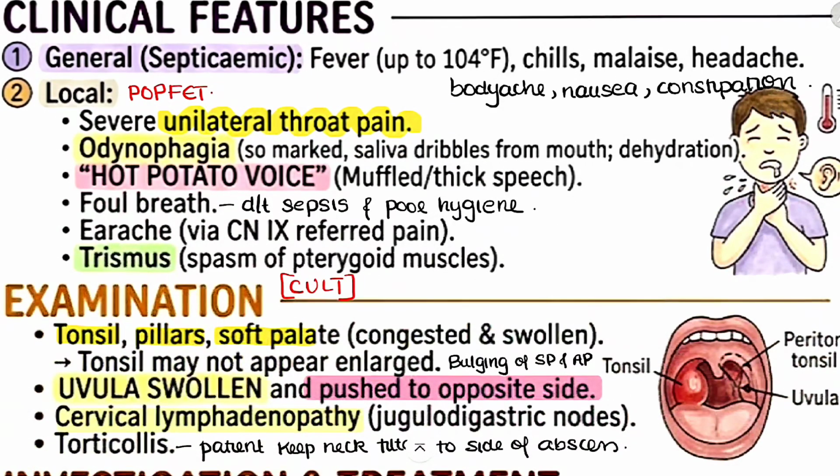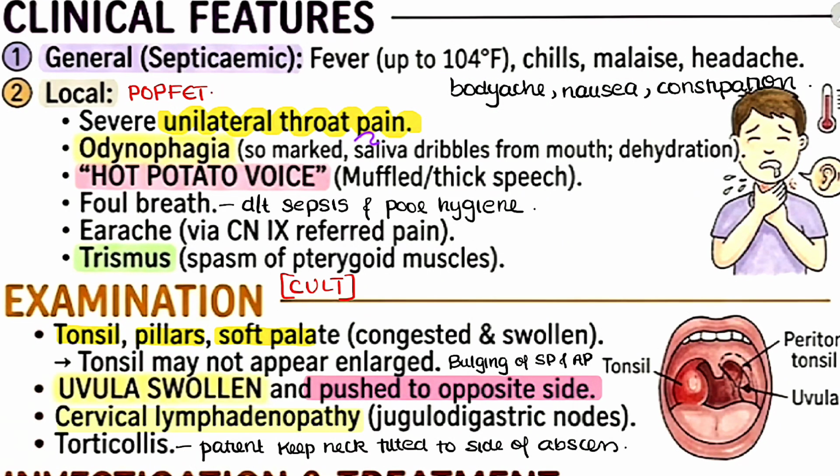Now coming to the clinical features. So divide it as general and local features. General features are due to septicemia, and there can be fever of 104 degree Fahrenheit, chills, rigor, malaise, headache, body ache, nausea, constipation. And local features can be remembered by POPFET.